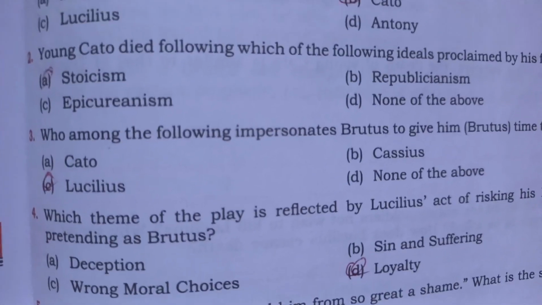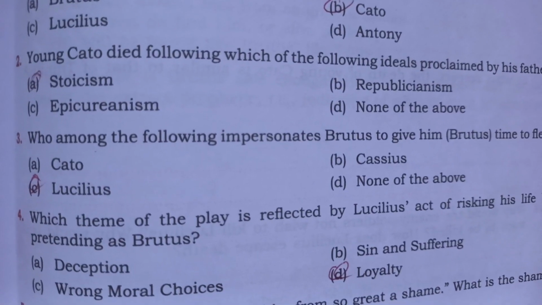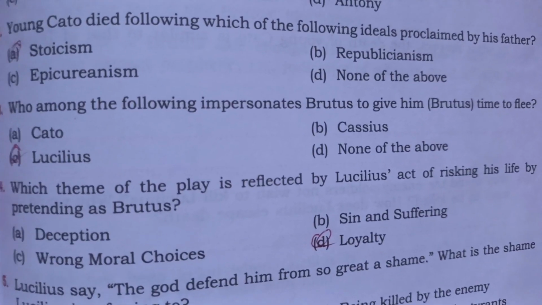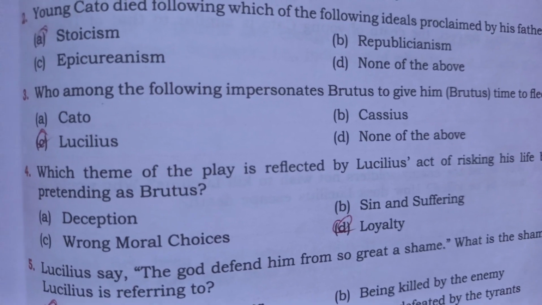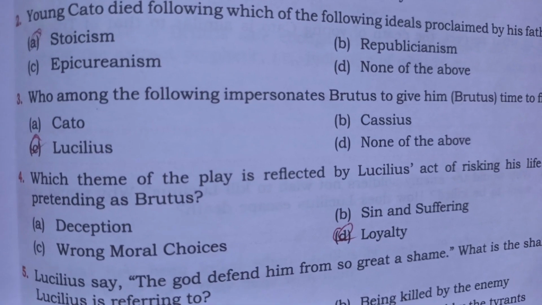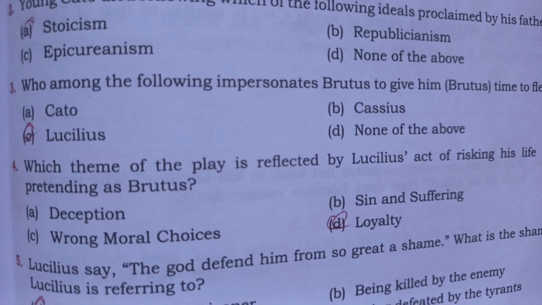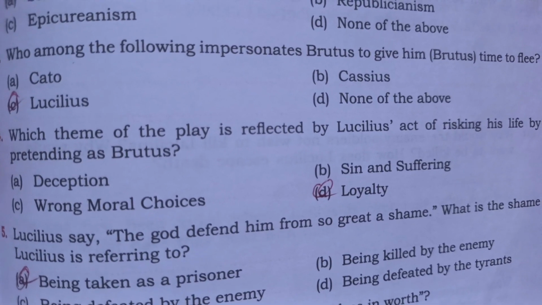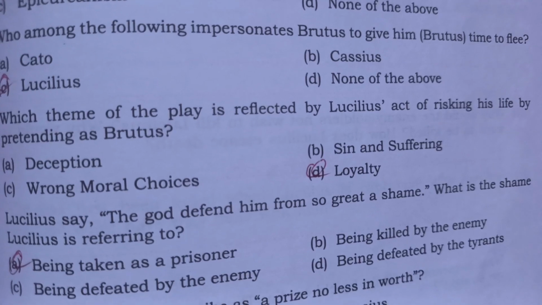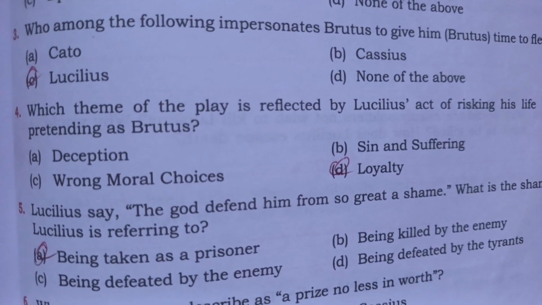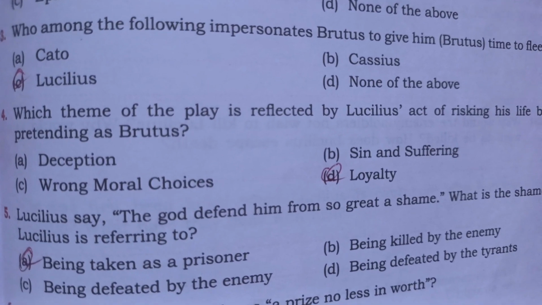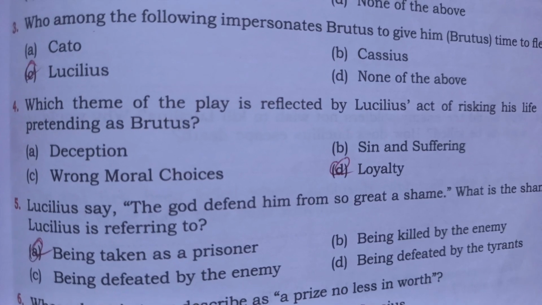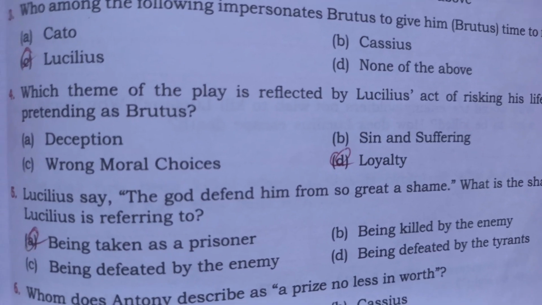Number three, who among the following impersonates Brutus to give him time to flee? Here option C is correct, Lucilius. Number four, which theme of the play is reflected by Lucilius' act of risking his life by pretending to be Brutus? Here option D is correct, loyalty.